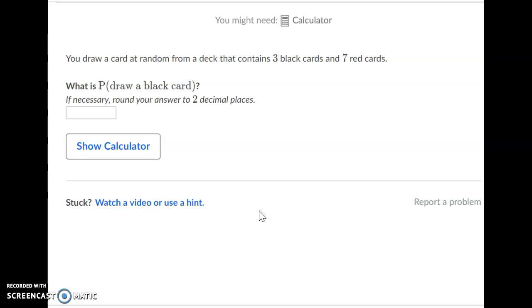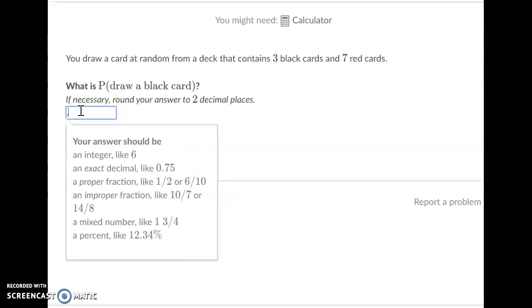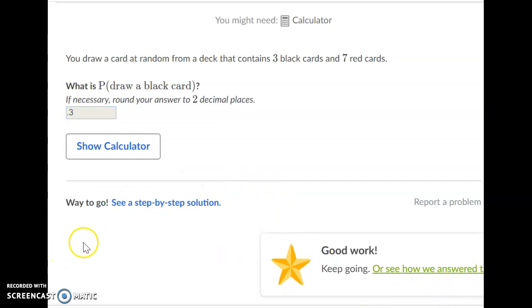You draw a card at random from a deck that contains 3 black cards and 7 red cards. What's the probability of drawing a black card? Well, there are 3 black cards. There are 10 total cards, so probability would be 3 out of 10, or 0.3, which is correct. Now, a regular deck has either red or black cards, but there are just as many red as there are black, so it would be a one half, or 50% chance of getting a red card or a black. But this is a very small, strange deck.